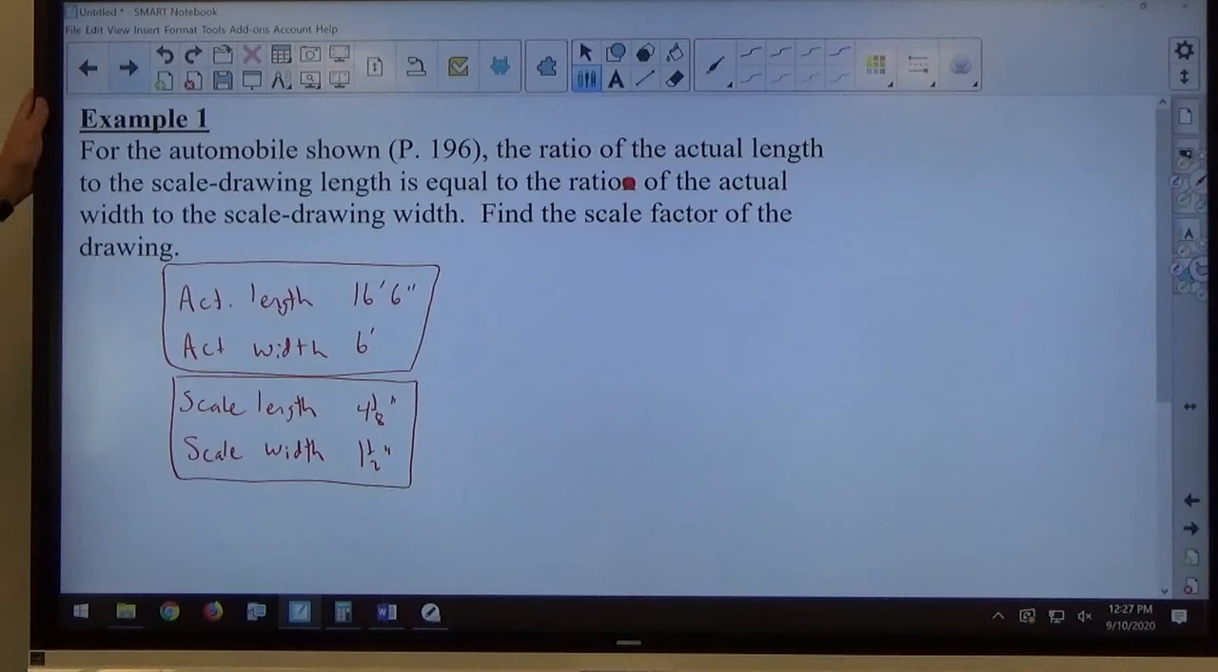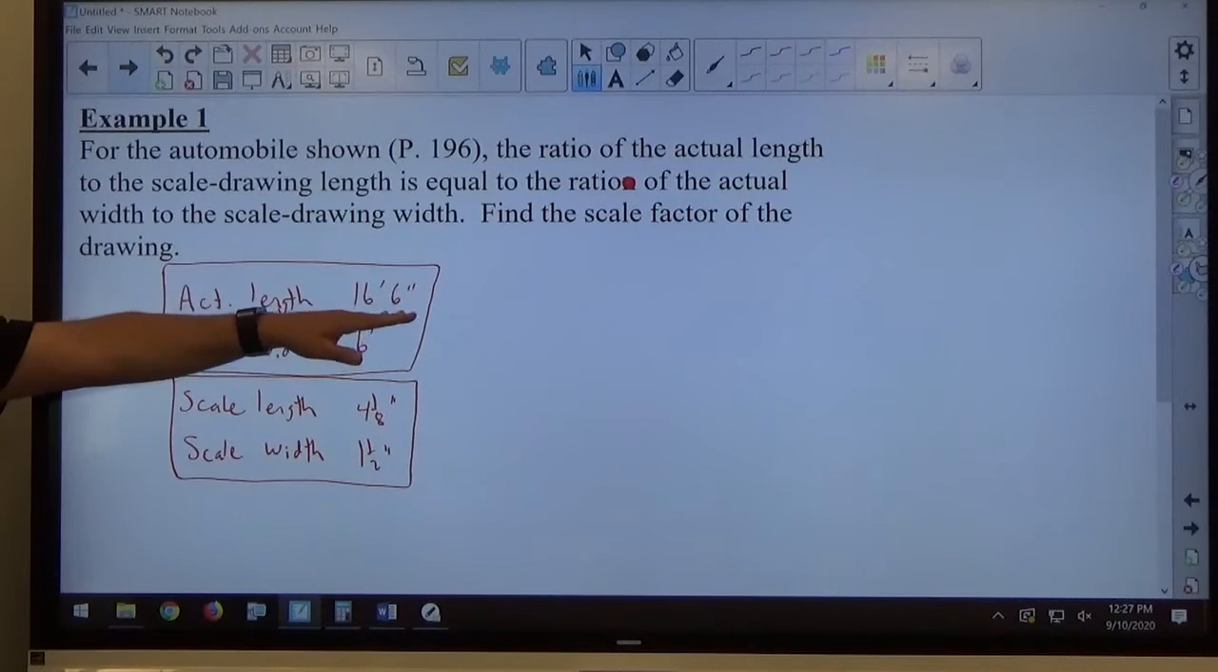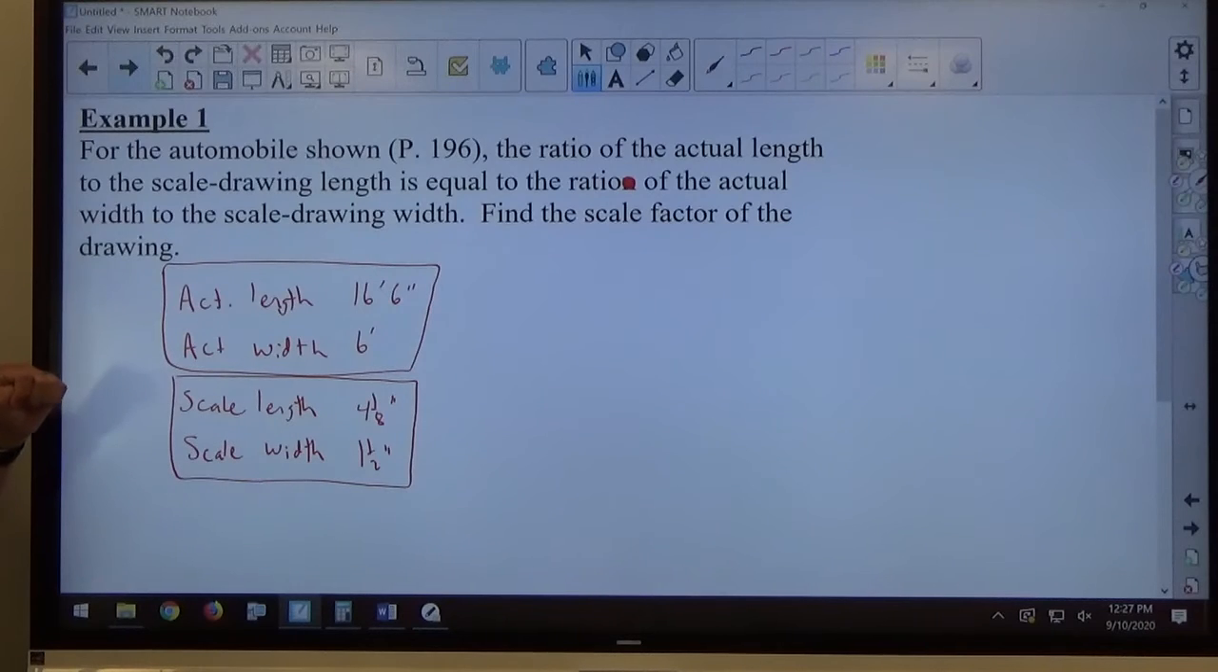Okay, one thing that would be helpful for us was to get things in the proper units, so same units. So I would personally, if I were doing this, change everything to inches. Because this is 4 1/8 inches, 1 1/2 inches. It's easier to change these feet into inches than it would be to change the inches into feet. We deal with some pretty ugly fractions there.